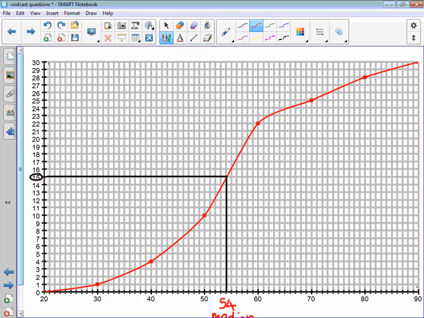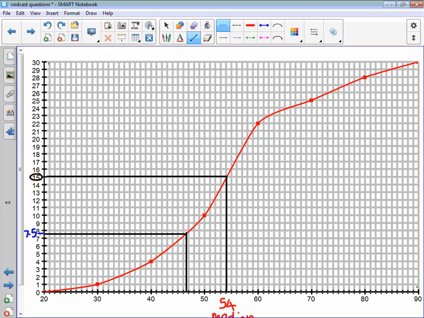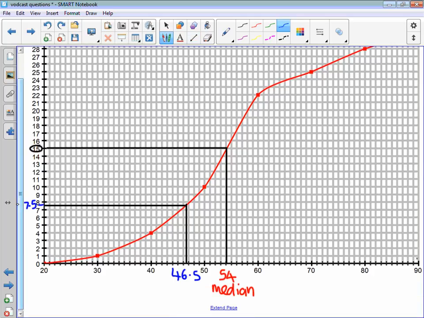Then, to find the lower quartile, we need to find a quarter of our data. So if we know that a half is going to be 15, we should hopefully know that a quarter is going to be 7.5. So to find the lower quartile, we go halfway between the bottom and our median. So at 7.5, we go across till we hit our graph, then go down, and then we read off our scale. So I reckon that is 46.5, and that is going to be our lower quartile.